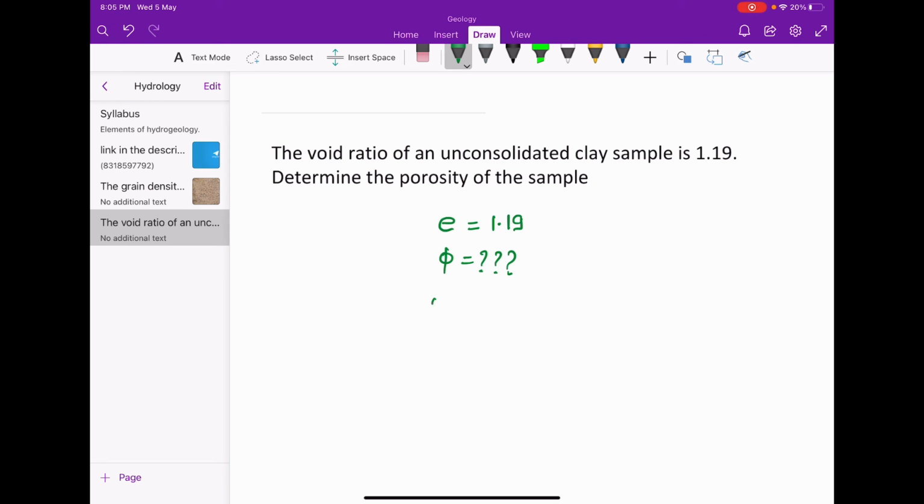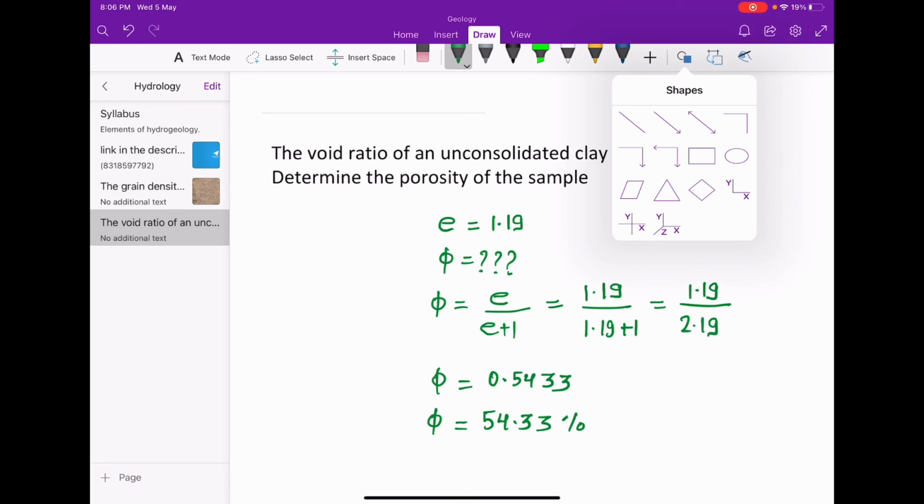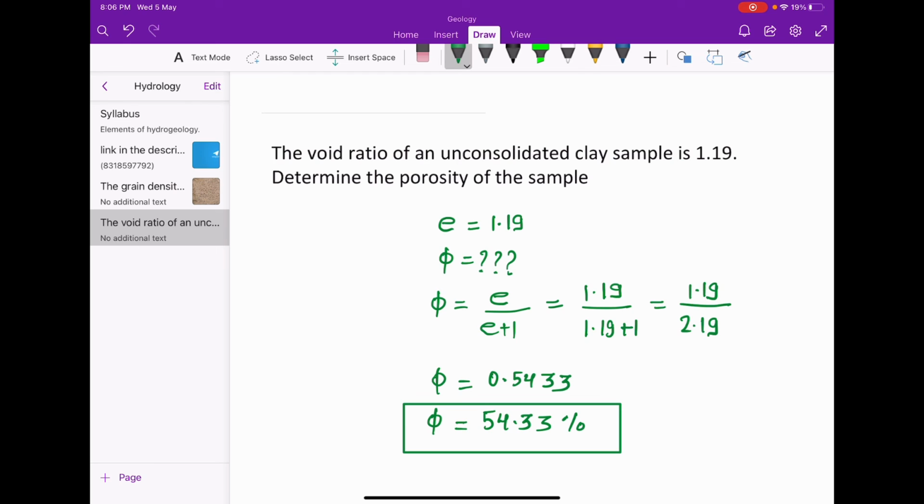So porosity phi is equal to E upon E plus 1, which is equal to 1.19 divided by 1.19 plus 1, which is equal to 1.19 divided by 2.19. So phi will be 0.5433 in decimal, and phi is equal to 54.33 percent in fraction. So the answer will be 54.33 percent.